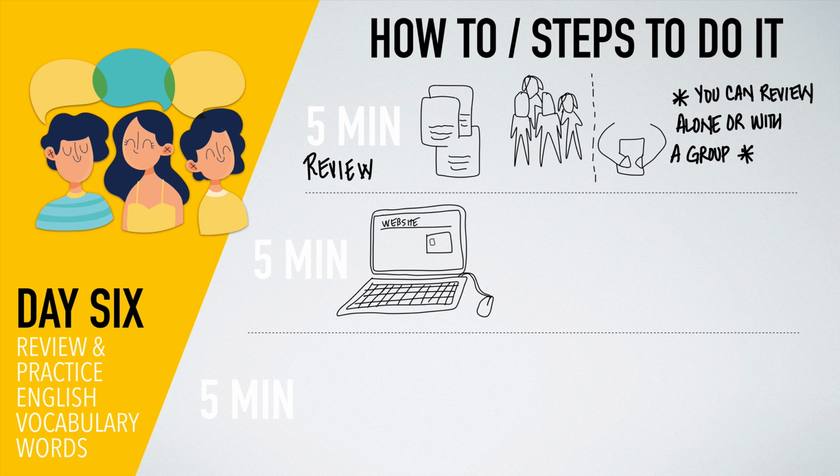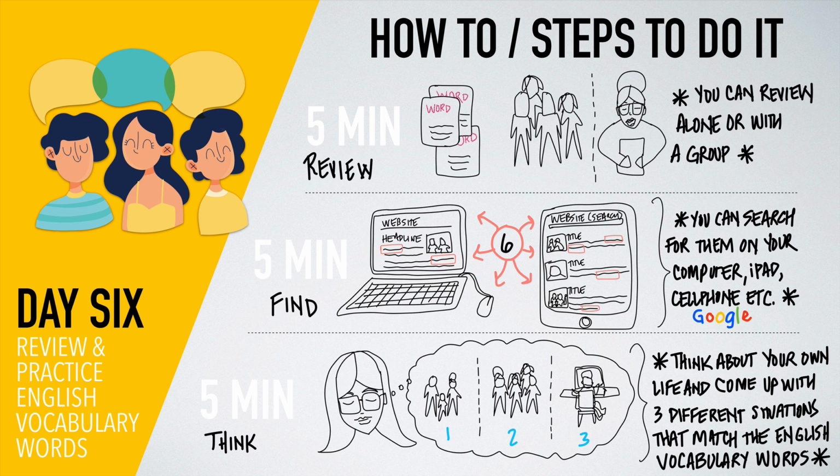So, again, 15 minutes broken up into 3 different parts. Here we go. First, you're going to review. Again, alone or with a group. And you can change this up. You can pick a group for day 6, and then for the next time, you can pick to do it alone. It's up to you, okay?